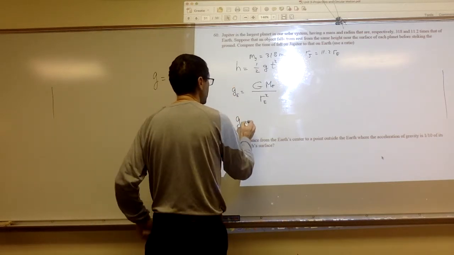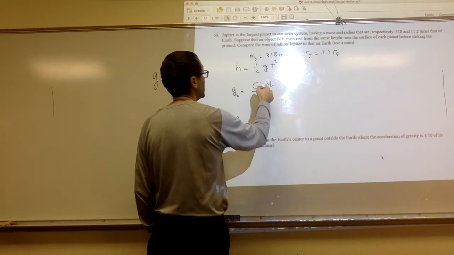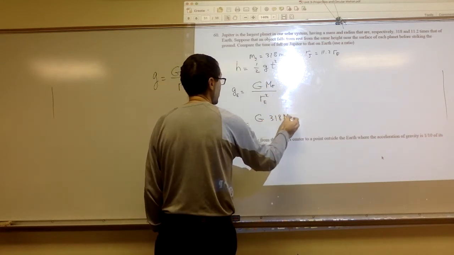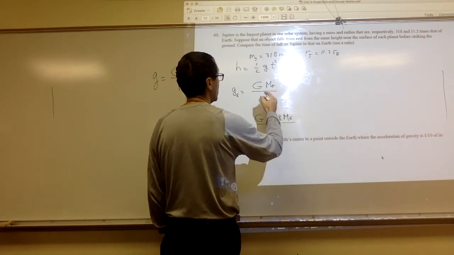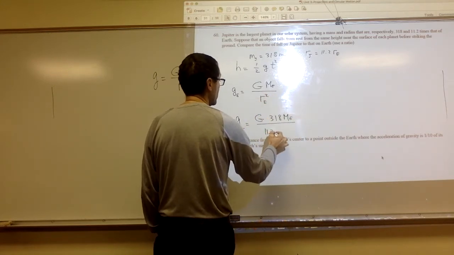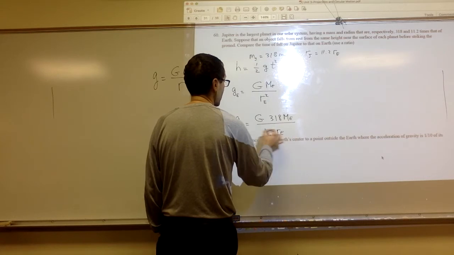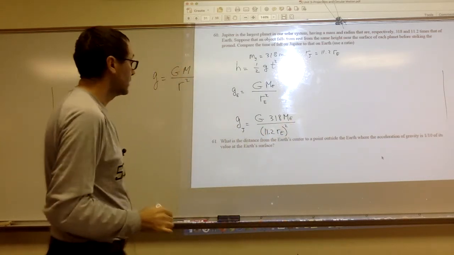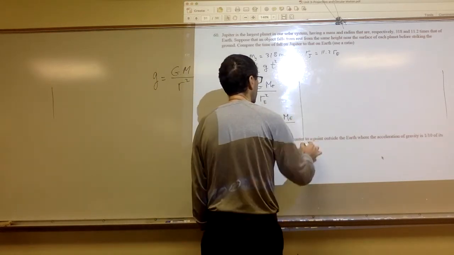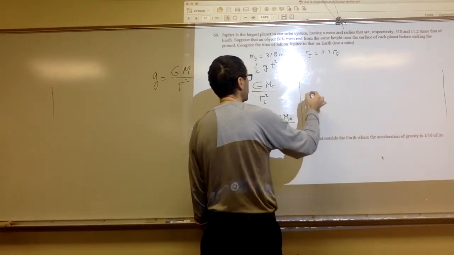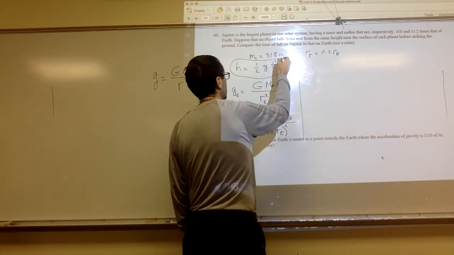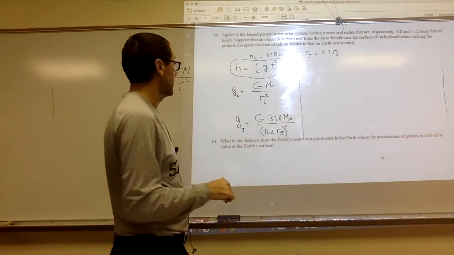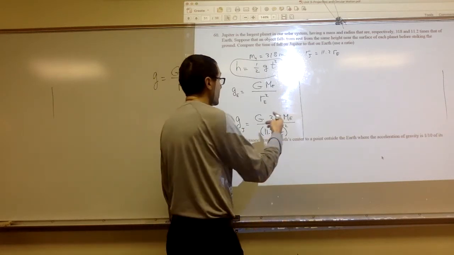G on Jupiter is big G, the mass of Jupiter, which is 318 times the mass of Earth, over the radius of Jupiter, which is 11.2 times the radius of Earth, and I have to square. Now, I'm going to go to the height. So they're falling from the same height, right? So this 1/2 gt squared will be the same for Earth and for Jupiter. So we just have to compare the times.